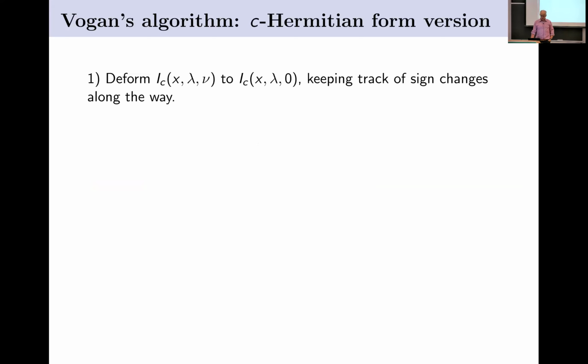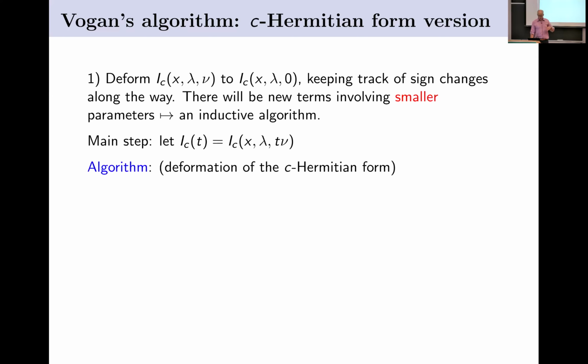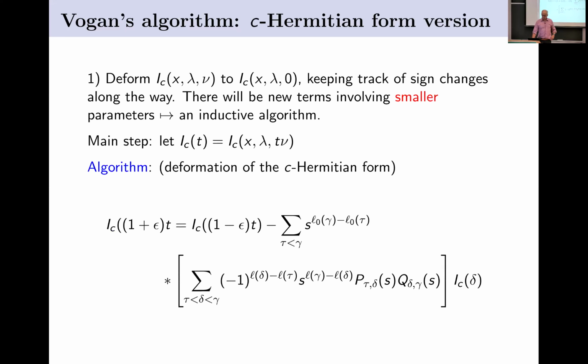And so now we can reformulate David's algorithm as follows. You start with a standard module and deform it to 0 and keep track of the form along the way. Each step of the way, you get some other terms which are in some sense smaller parameters, and you get an extremely complicated inductive algorithm. And I'll show you the main step of the algorithm. If you have a standard module given by x, lambda, t nu, and think of t as varying, the main step in the algorithm is the following.